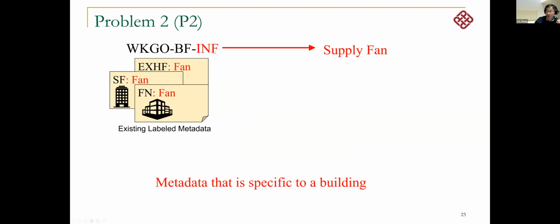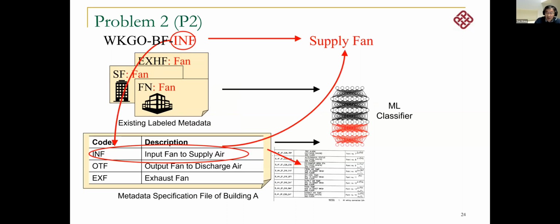Now, some other metadata are more specific to a building, like this INF. This INF basically is a supply fan. This is very specific to this building. But lucky enough, usually there are specification files, manuals, right? Operation manuals. This is how a field engineer works. If you send a field engineer, they will read the manual and then they will know, okay, this INF is a supply fan. So basically we develop a reading robot, right? A reading robot to read this specification file, and then to output.